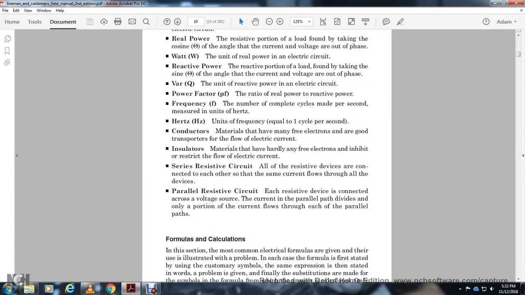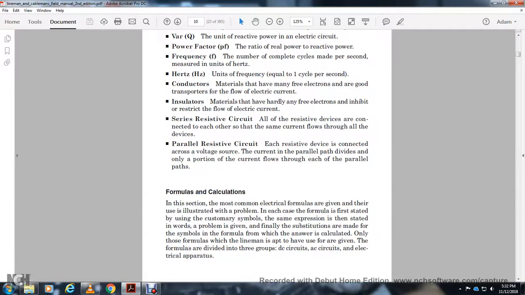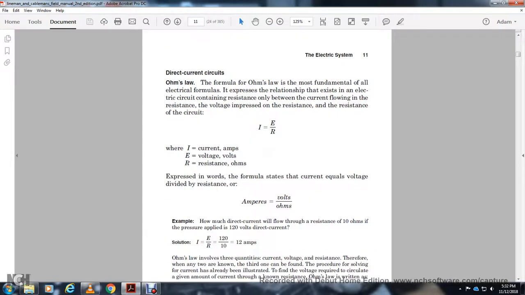Formulas and calculations. In this section, the most common electrical formulas are given. Each formula is illustrated with a problem, stated using customary symbols, examining the expression, and stating the problem in words, with substitutions made for the symbols of the formula to calculate the answer. The formulas are divided into three groups: DC circuits, AC circuits, and electrical apparatuses. Ohm's law.